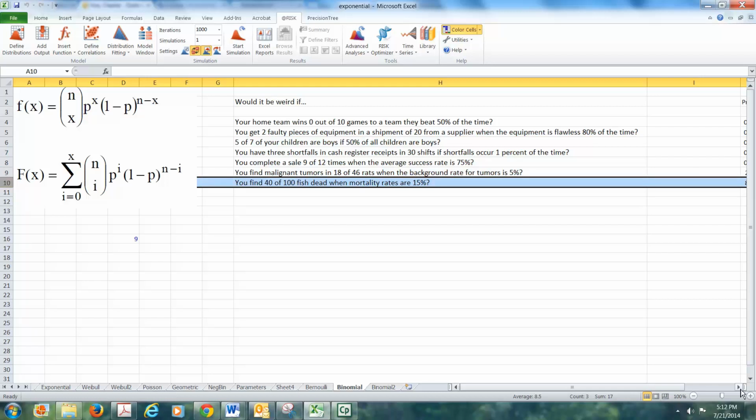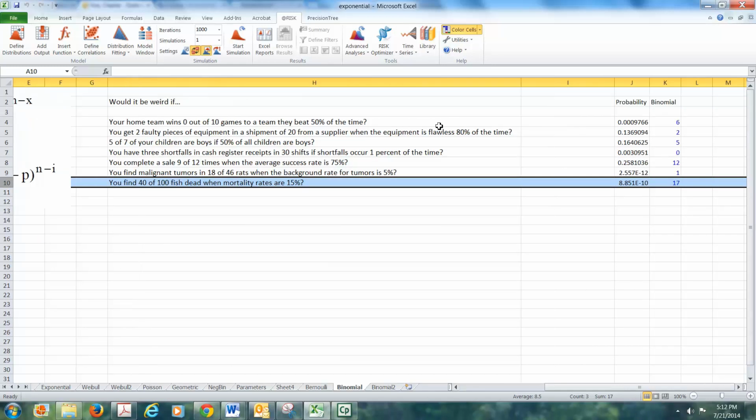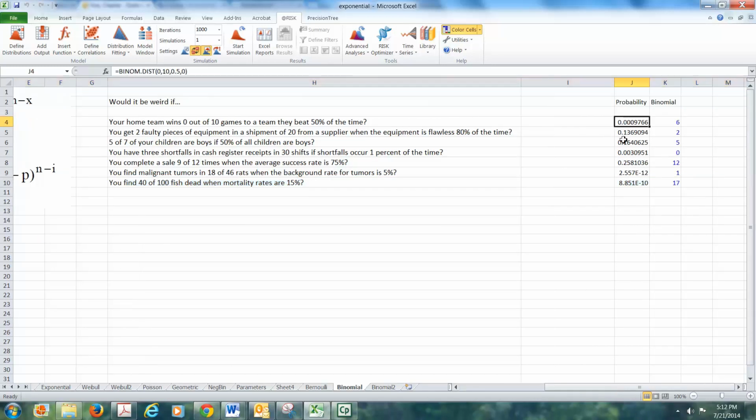Well, let's take a look at this. I'm going to scroll on over, and we can see here I've calculated these probabilities. The probability of this event right here is 0.0009. And so if we're going to talk about what's weird, we know that these things could happen. What we want to know is if it would be weird if they did happen. So how can we determine if something that happens is weird or not?